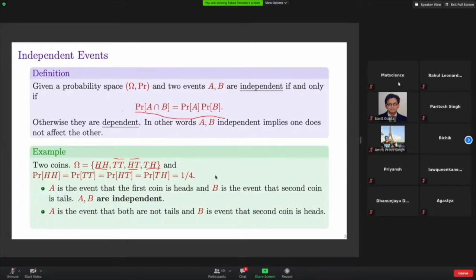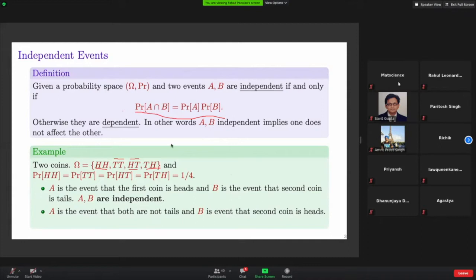So 3 by 4 times 2 by 4, which is actually... sorry, not 6 by 4, right? Yeah, so you will get that number. What is the number? 3 by 4 times 1 by 2, right? Yeah, 3 by 4 times 1 by 2, which is 3 by 8, on the right hand side. And on the left hand side, what you get is actually 1 by 4. They are not equal, so they are dependent.